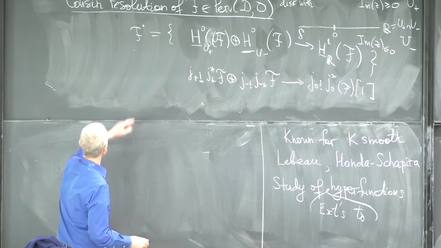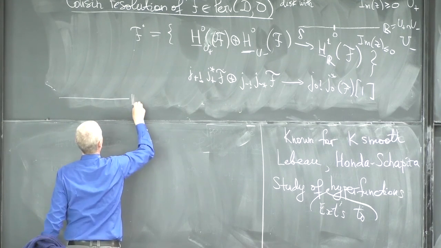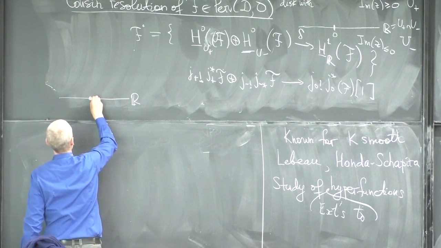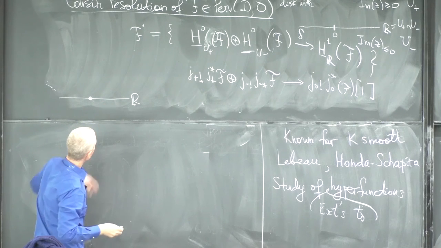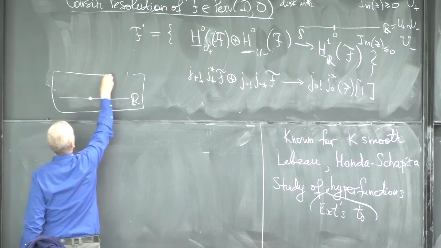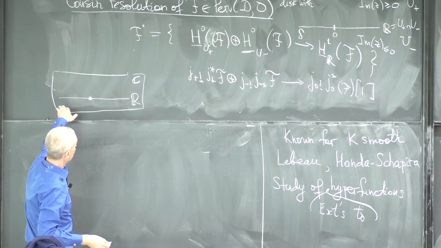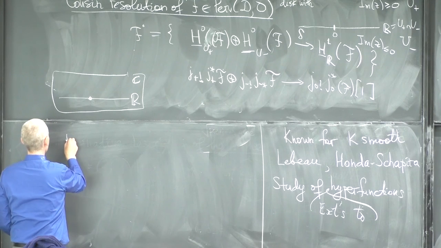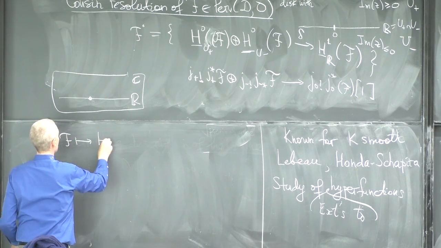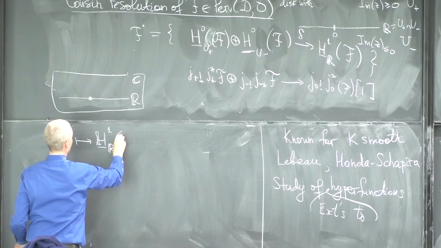So that in this example, we basically have our skeleton consisting of the real line inside the complex line. So in our construction, what have we done? We took F to H1 R of F.